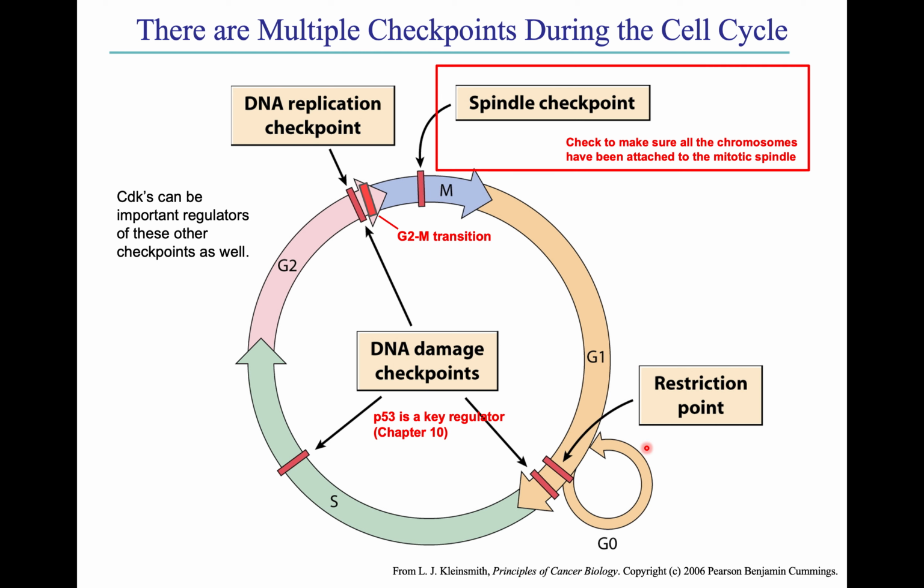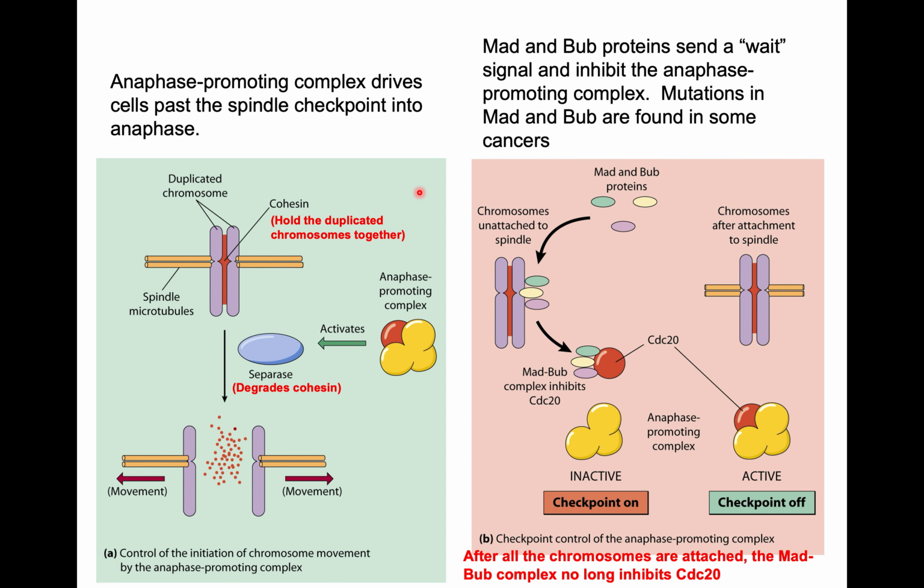And so we think this aneuploidy, or really we know this aneuploidy, is due to defects at the spindle checkpoint. This is the checkpoint right in the middle of mitosis. Normally, the cell is trying to make sure that the mitotic spindle, the microtubules, are correctly attached to all the chromosomes. Remember, each chromosome is made of 2 sister chromatids. Those sister chromatids are glued together by a protein called cohesin.